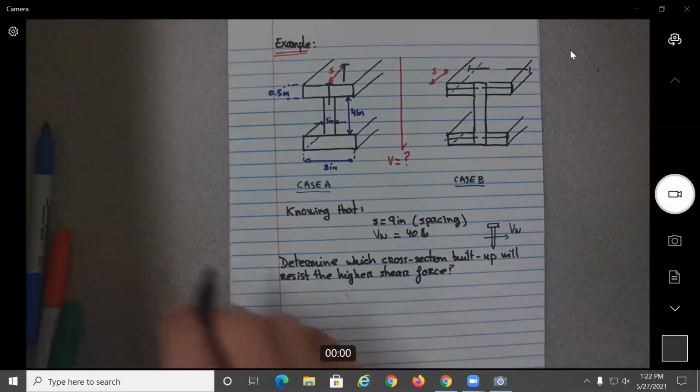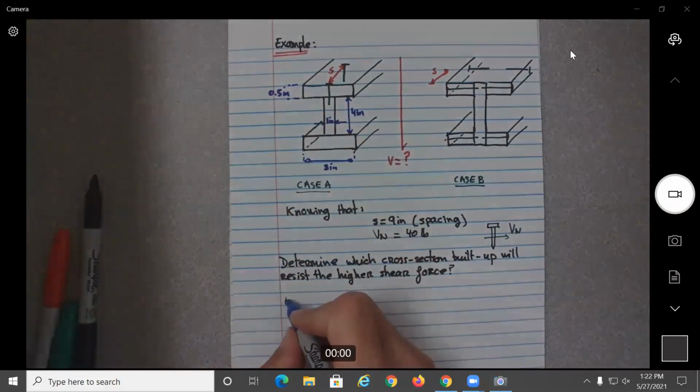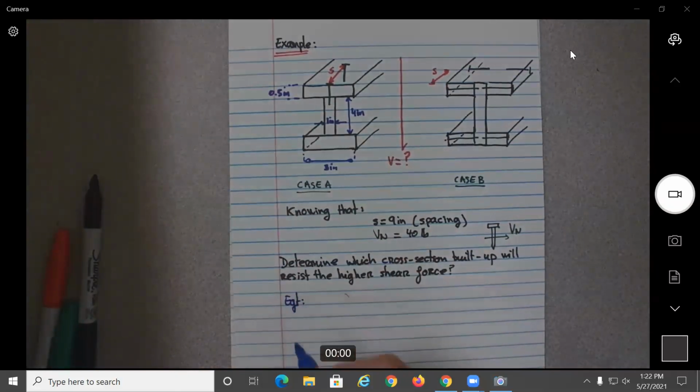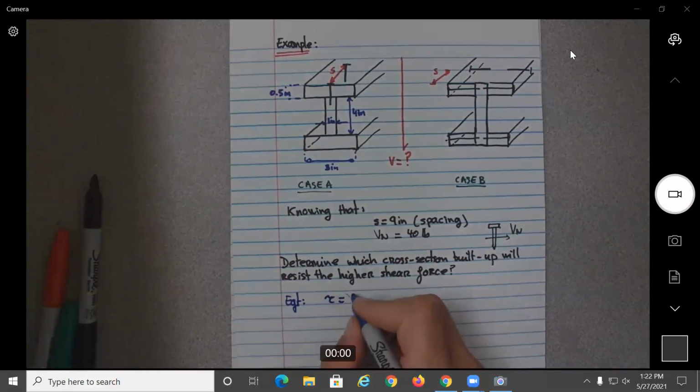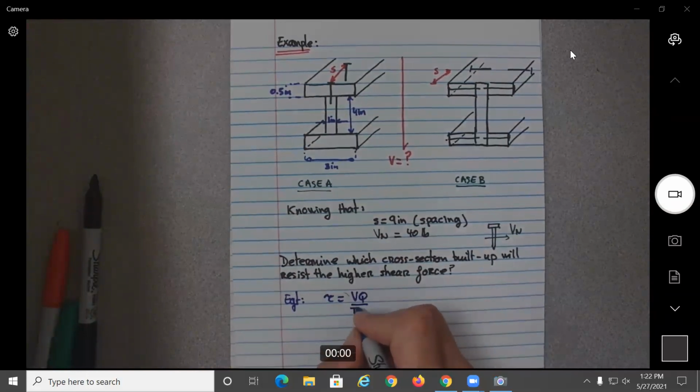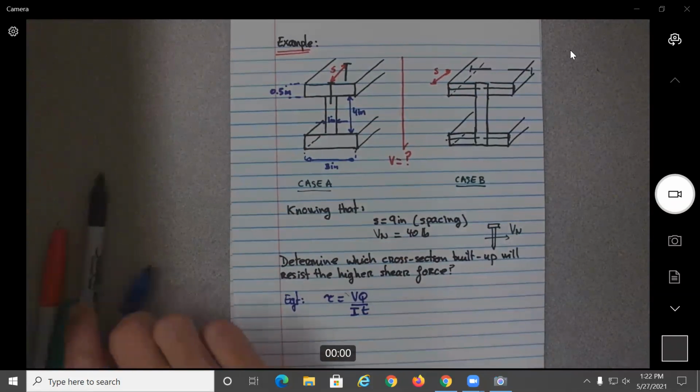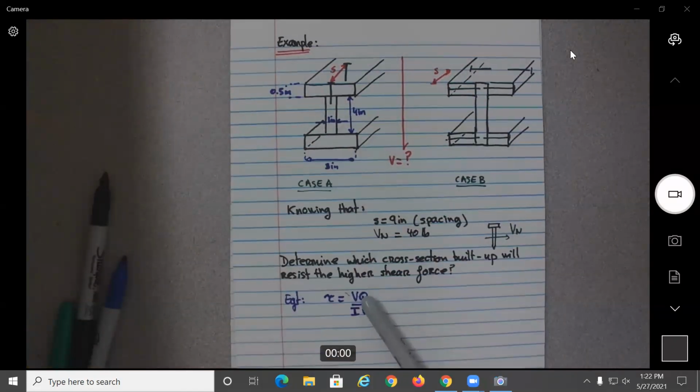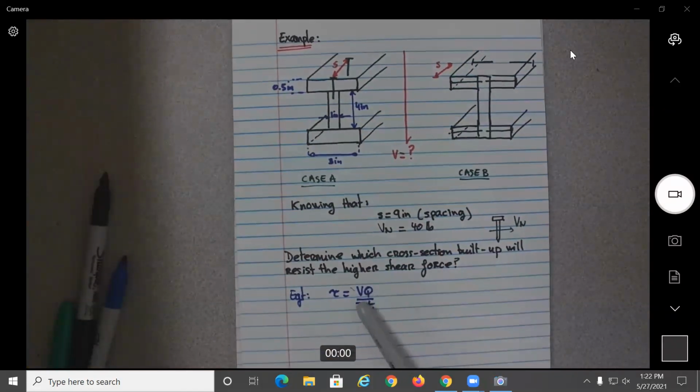So what we need to do again is to apply the equation here. The equation that we'll be using is tau equals VQ over IT. Okay, so V is what we need to find. So we need to find I and Q, basically, no? So let's start with I.